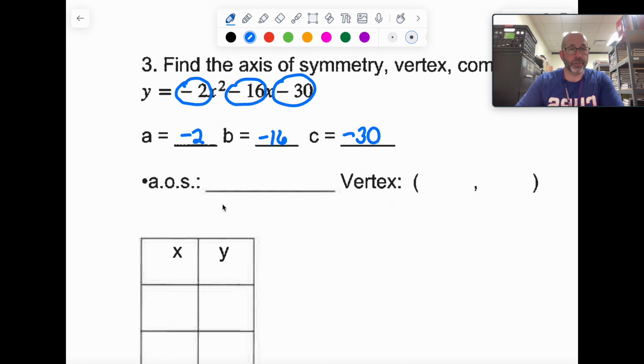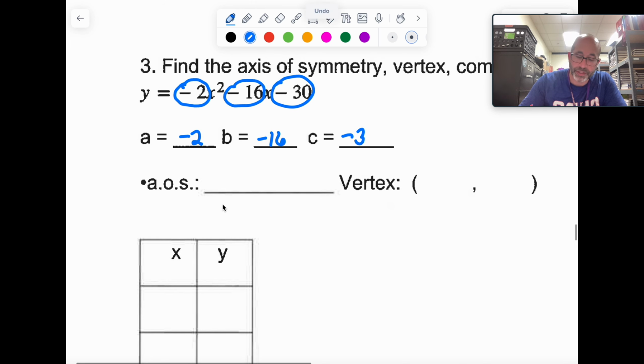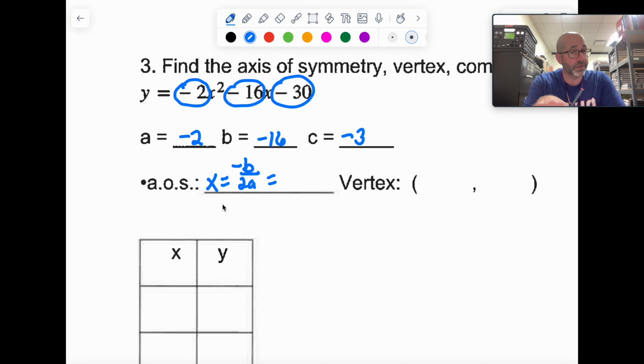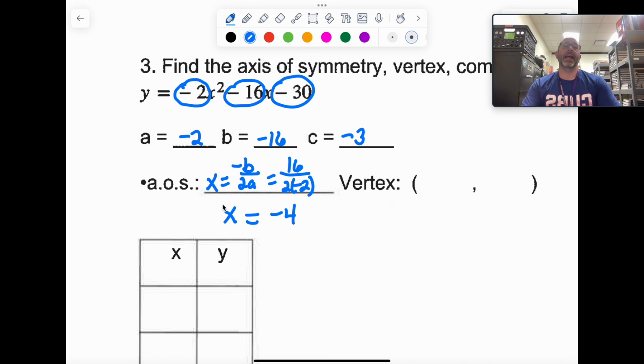The axis of symmetry, also known as the AOS, is x equals the opposite of B divided by 2 times A, which means we have the opposite. Now, this is the first time in these notes that our B value is a negative. Opposite of -16 is +16, and then 2 times A, which is -2, means that my axis of symmetry is x equals -4. My axis of symmetry and vertex should have the same x values, so it's going to be -4 over here.